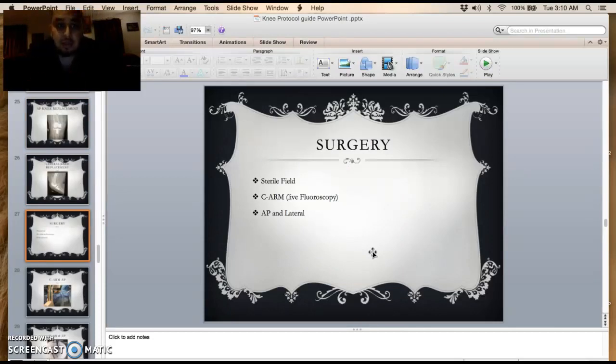So surgery, you have a sterile field. Few things to take away from surgery. Sterile field, you want to make sure you don't touch the sterile field by any means. You want to know what's sterile, what's not sterile. And we come in with a C-arm, use live fluoroscopy. The views we'll be doing are AP and lateral.